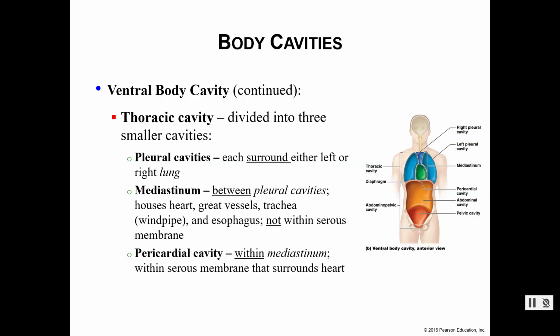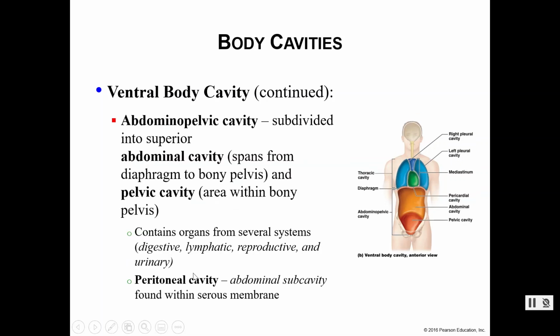It includes your heart. Okay, but it also includes the vessels that come off your heart. We call them great vessels. So your aorta, your vena cava, etc. It also includes your trachea, or your windpipe, and your esophagus. Now, what's the difference here? Okay, so your mediastinum, in addition to just having more things than just the heart, okay, it's not lined with a serous membrane, but your pericardial cavity is lined with a serous membrane. Okay, so that's a pretty big difference as well, and we're going to come back to serous membranes here in just a few slides. Okay, so just kind of make yourself a little note there.